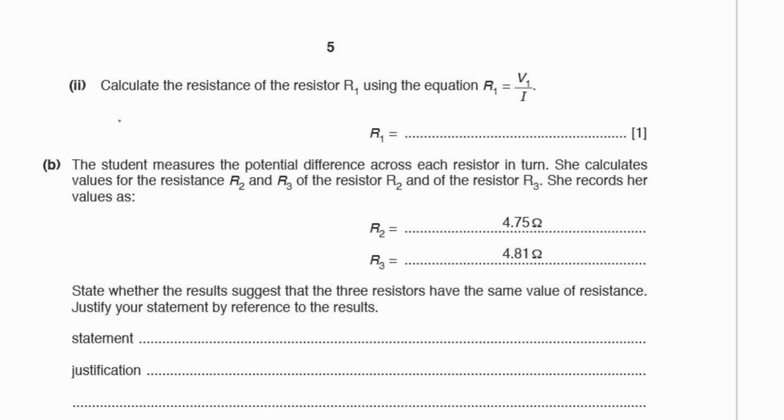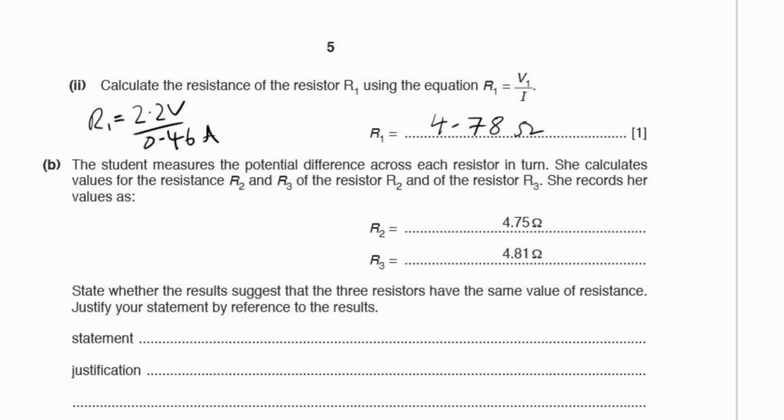Part 2, calculate the resistance of the resistor R1 using the equation R1 equals V1 over I. Nice and straightforward. R1 is then going to equal 2.2 volts divided by 0.46 amps, which will give us a value of 4.78 ohms.